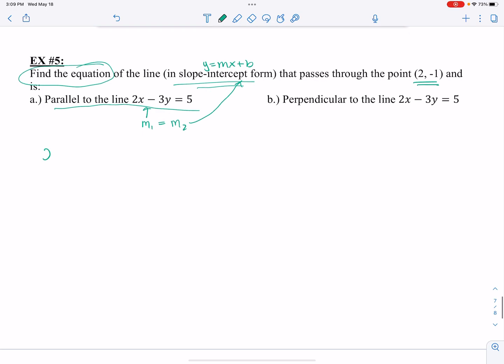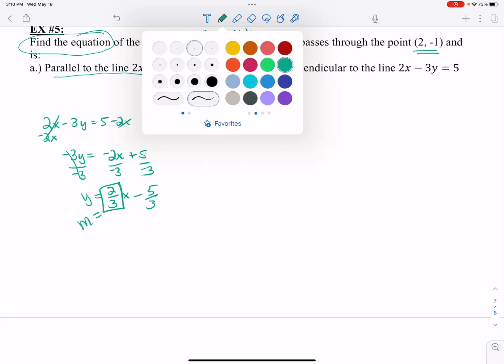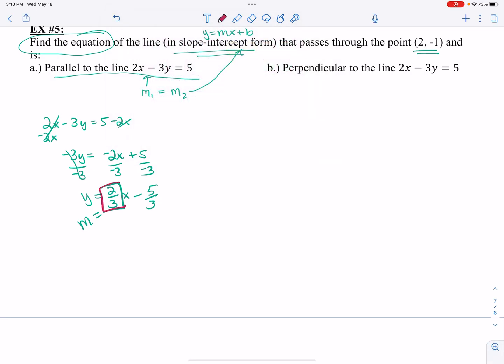So let's first take this given equation and solve it for y. I'm going to reorder my numbers. There we go. And divide. And I end up with a slope of +2/3. Now I see that this is kind of messy. I don't really even care what that is. All I care about is that is my slope, and the slope of the line that I am trying to create will be the same. So my slope is 2/3, and I know it goes through the point 2, -1.